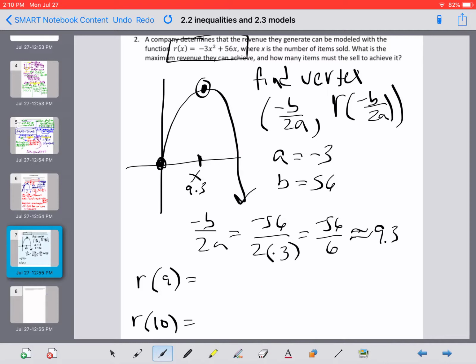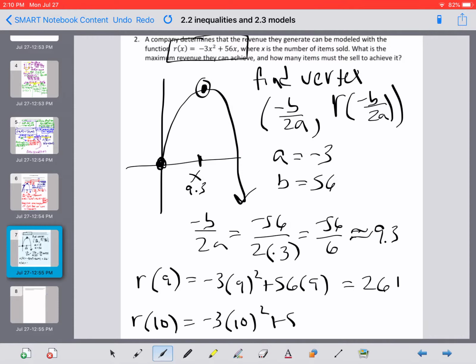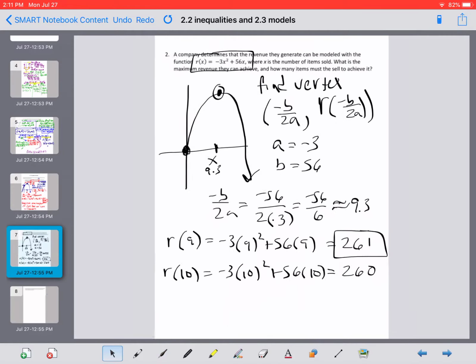So I'm going to plug each one of them into this function. Negative 3 times 9 squared plus 56 times 9. This is going to give me a revenue of $261. And if I sold 10 items, this would be negative 3 times 10 squared plus 56 times 10. This is going to be $260. This means that the maximum revenue you could have is $261 because it's the bigger of the two.